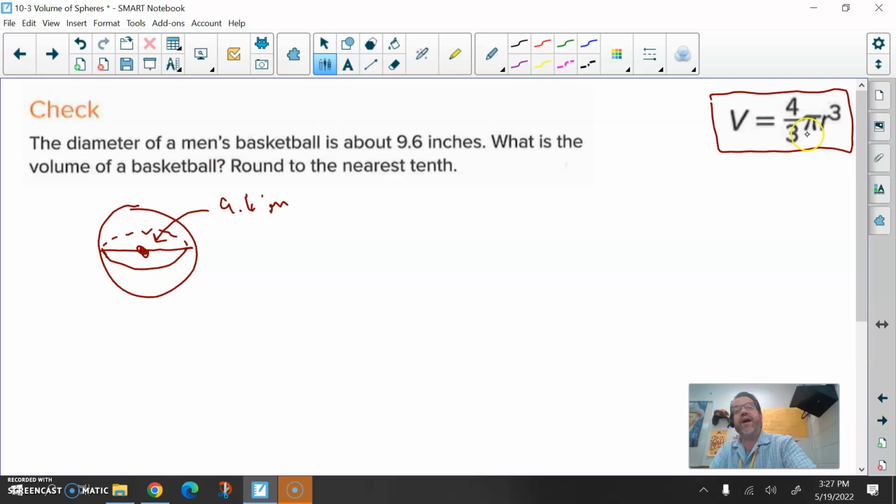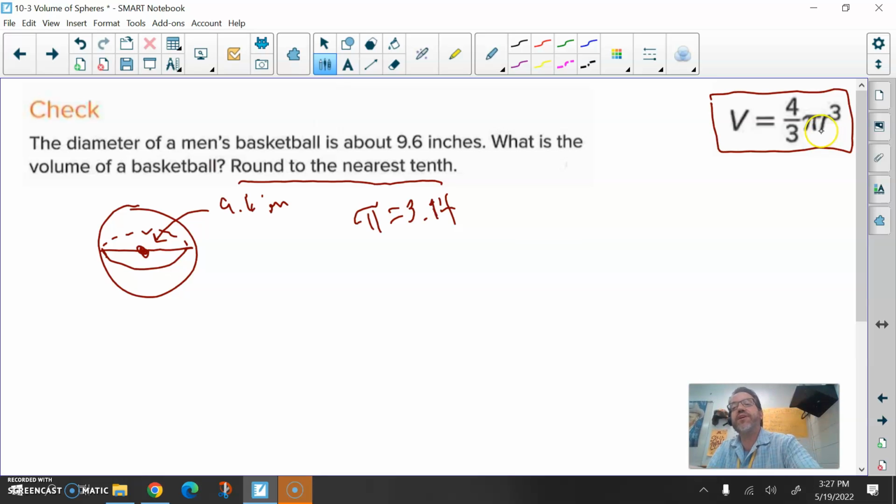Okay, so let's see what we need here. We need to know pi. We're going to round our answer to the nearest tenth, so we'll use 3.14 for pi. I'll write that down right now. Pi equals 3.14. That's what we always want to use for pi, unless we're told to use something else.